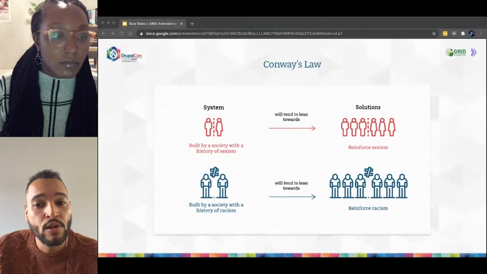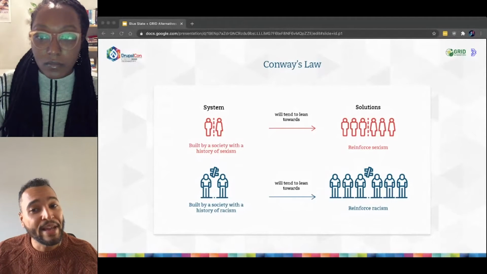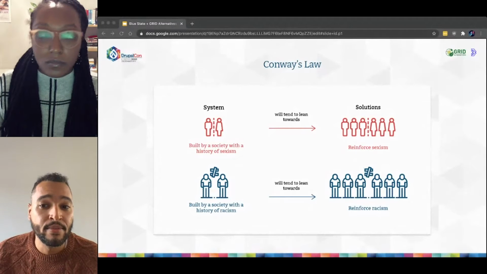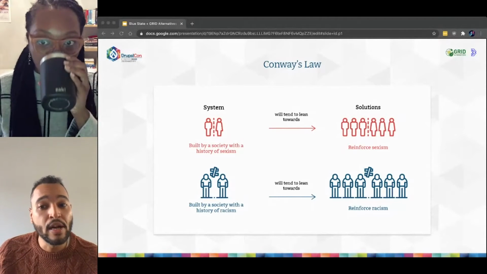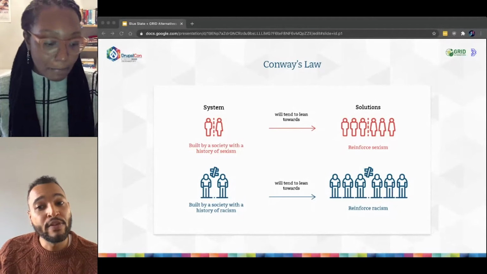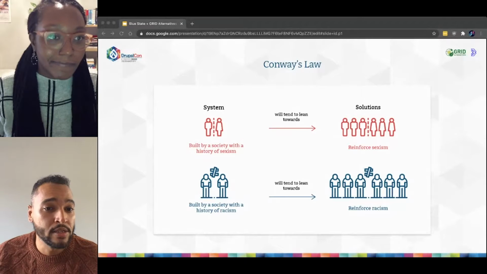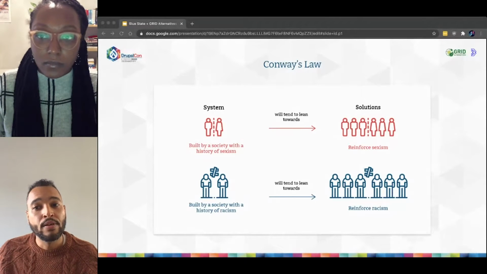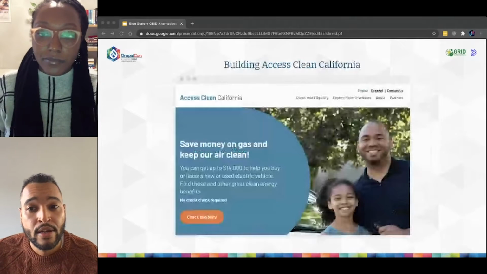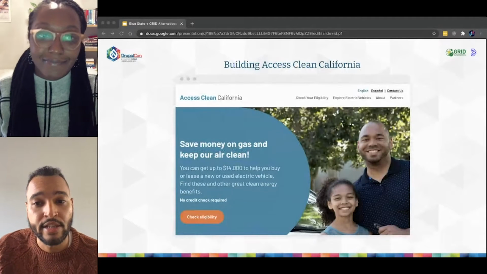In this session, we'll discuss our three-pronged approach to breaking Conway's Law and ensuring that the system or software that we build actually reflects the communities that we are serving and avoids reinforcing systems of oppression that have historically harmed these communities. We'll also discuss how we built AccessCleanCalifornia, a Drupal tool that helps low-income Californians find and apply for clean energy incentives.